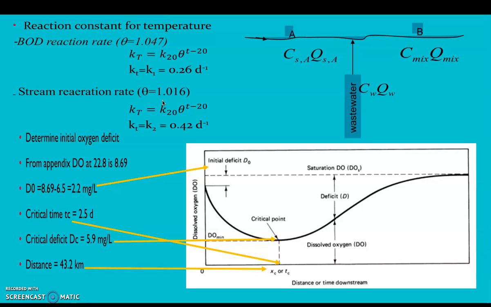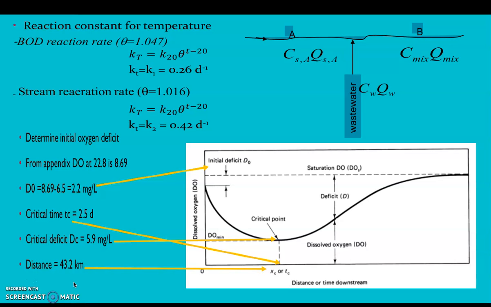Here you can use the earlier equation, equation 3.21, where t is equal to x over u, where x is your distance and u is the velocity. Given in the question, the velocity after the mixture is around 0.2 meter per second. By replacing t equals 2.5 days and the velocity of 0.2 meter per second, you will get the distance x is 43.2 kilometers.